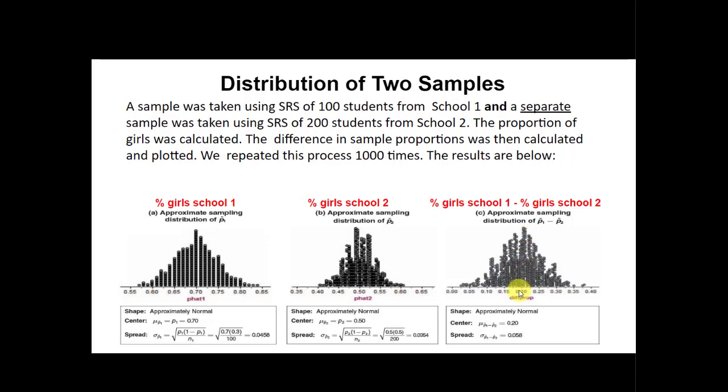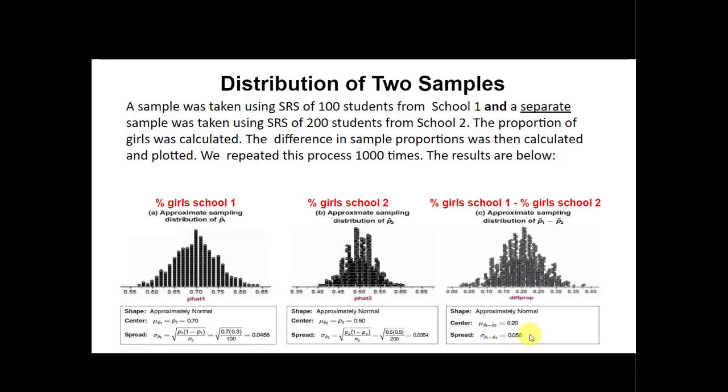They did that for all of those samples. So here they had a normal distribution, school 1. School 2 had a normal distribution. And then when they took the difference of school 1 and school 2, they also got a normal distribution. And they were able to figure out that standard error as well.